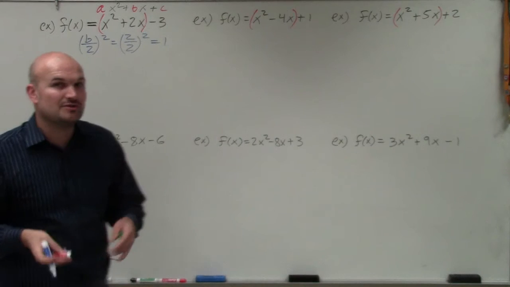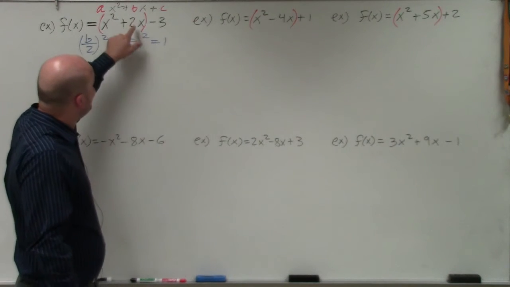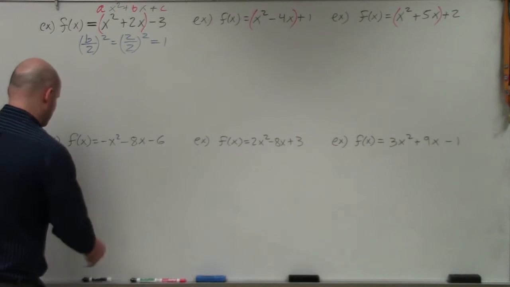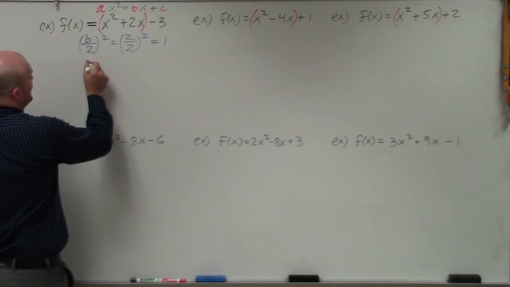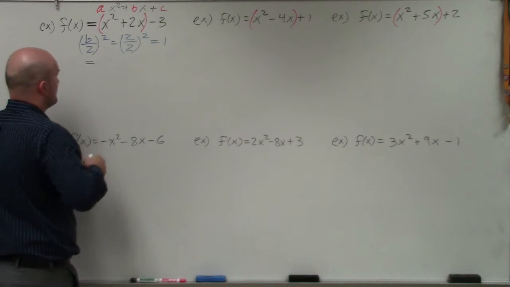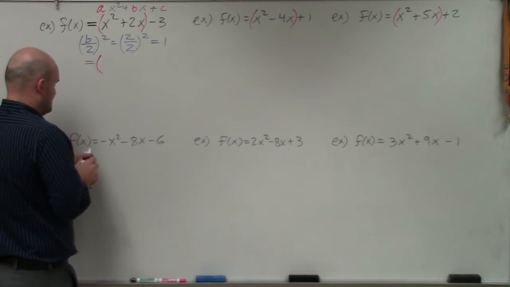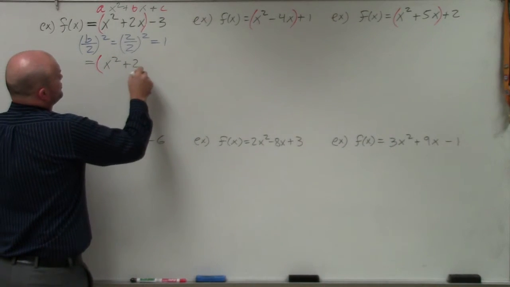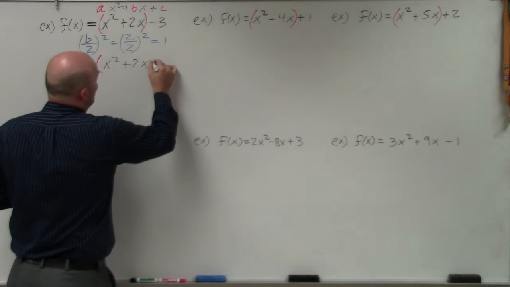Now I'm going to add that 1 inside of the red parentheses to create a perfect square trinomial. By doing that, I now obtain x squared plus 2x. Now I'm going to add the 1.